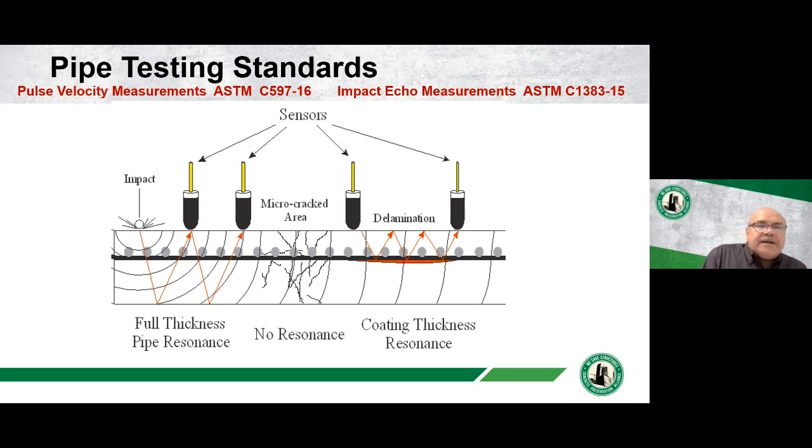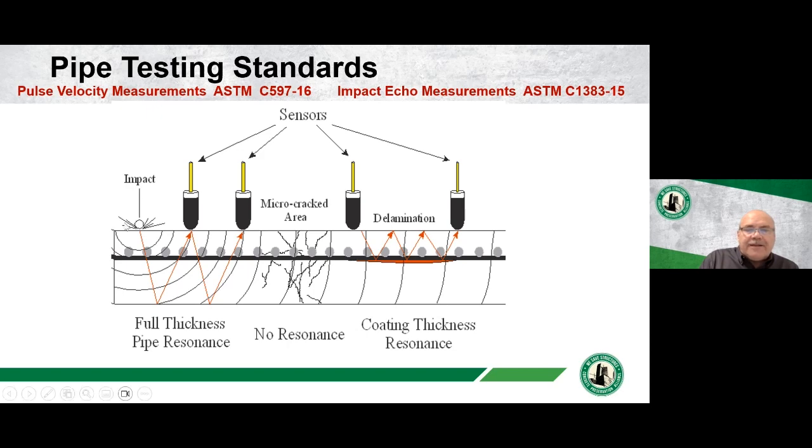We collect data according to 2 different ASTM procedures, pulse velocity measurements and impact echo measurements. That's that horizontal surface and vertical reflected measurement. Both are in the ASTM concrete standards. C597 is pulse velocity and C1383 is the impact echo reflection. We use both of those.